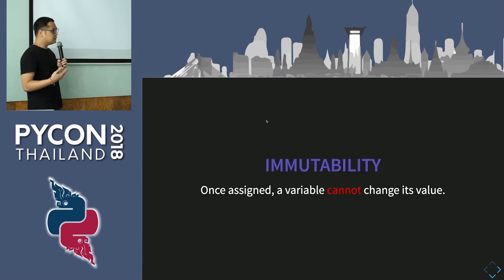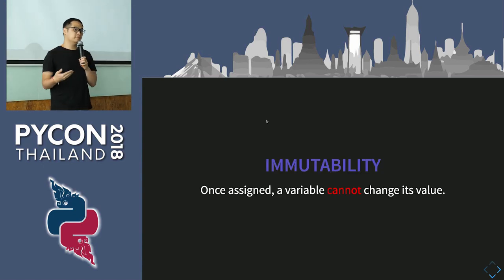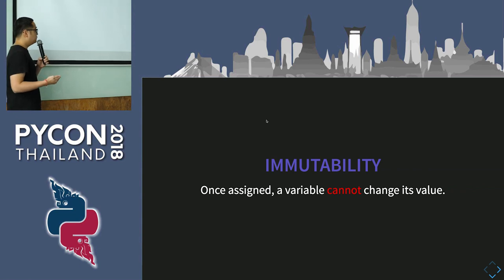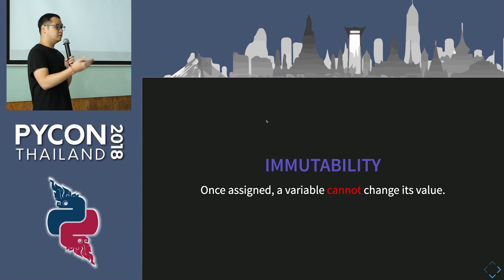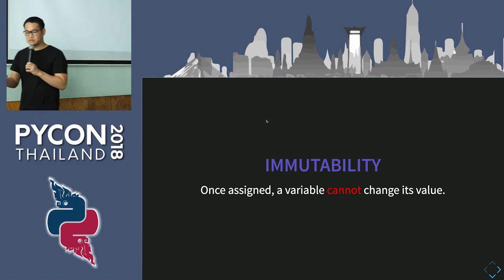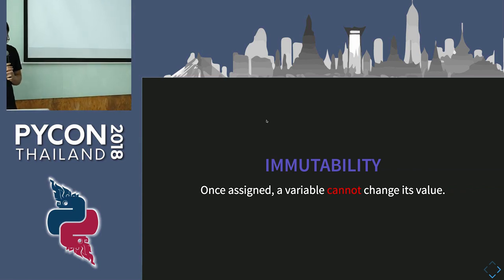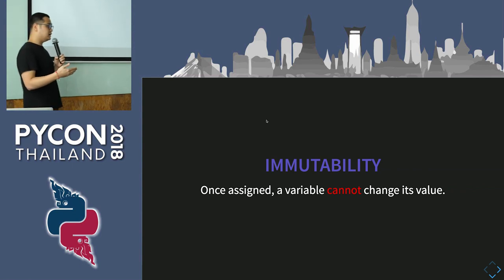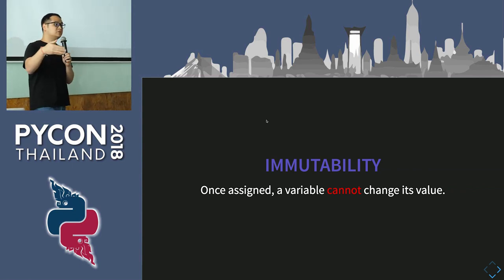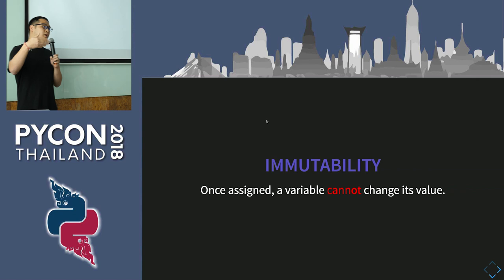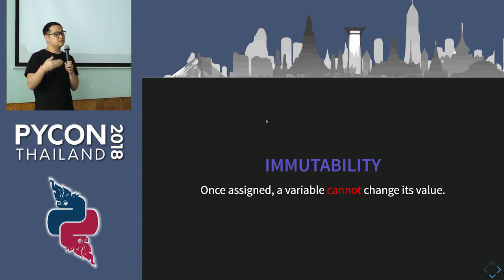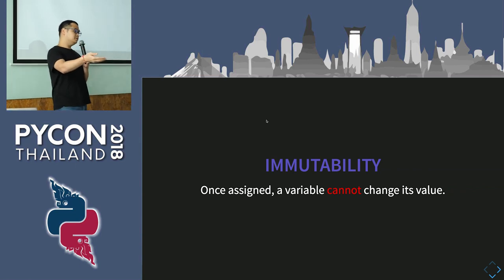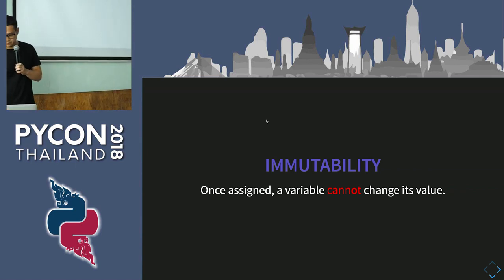So the key thing about functional programming is this idea of immutability. Once you set a value, you cannot change its value. And what ends up happening is if you cannot change things, you end up writing pure functions. And what pure functions are is basically, if you give it the same inputs, you'll just get the same outputs.